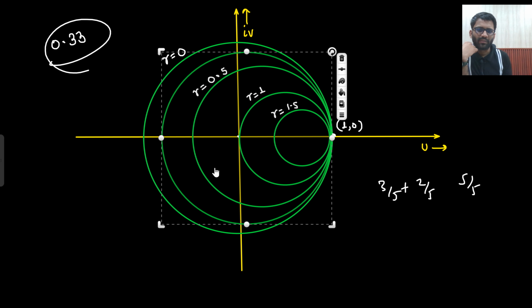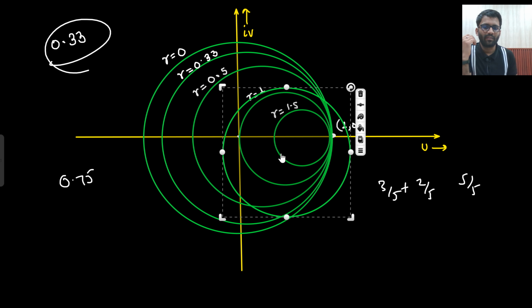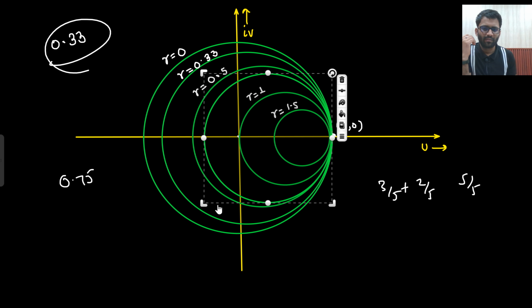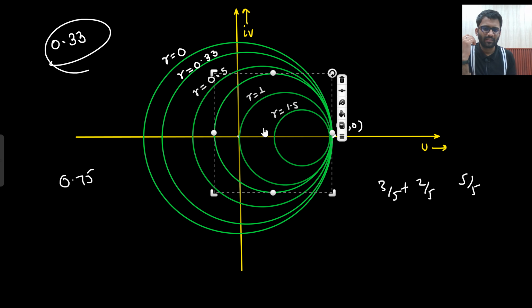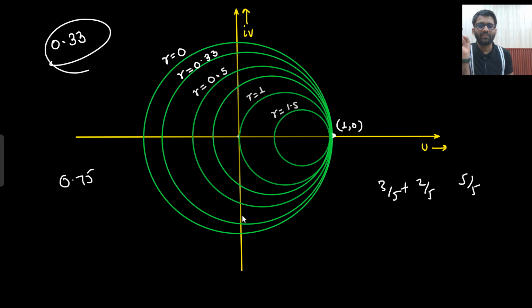Say yes or no. This kind of circle could have been the resistance circle for 0.33. In between 0.5 to 1, there could be 0.75 as well. So what kind of circle would 0.75 make? Somewhat like this. But all the circles will certainly pass through 1 comma 0. There is no doubt about that.